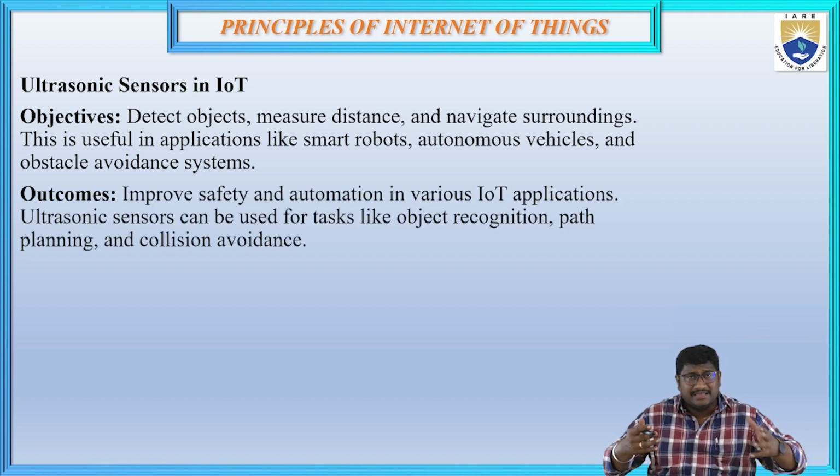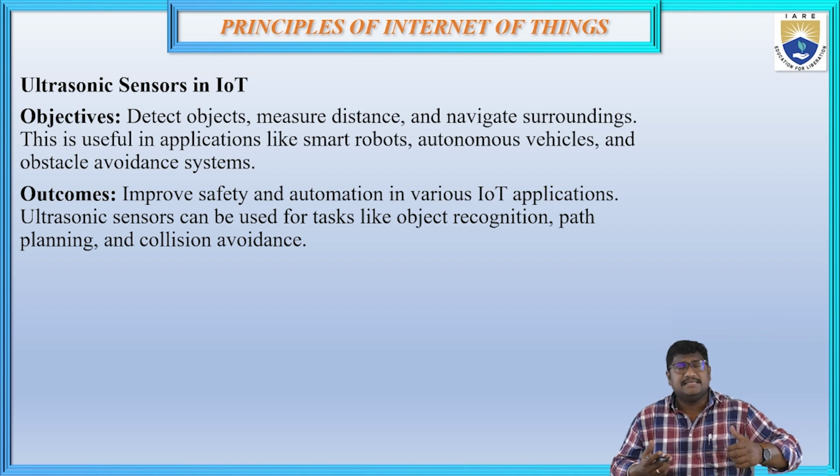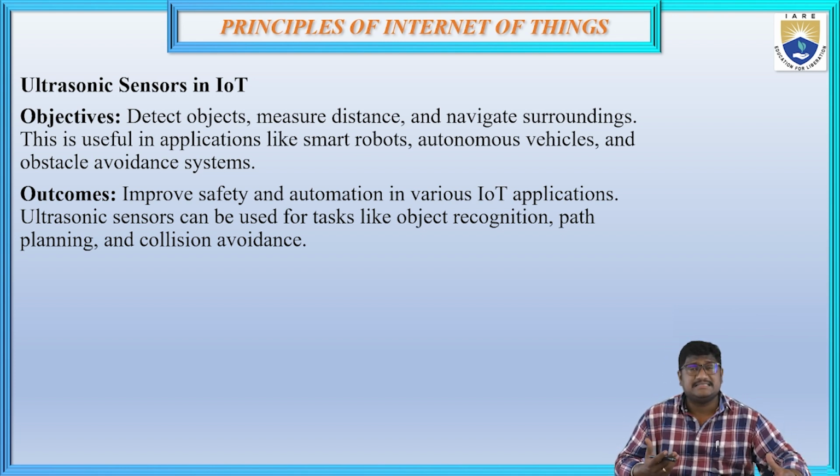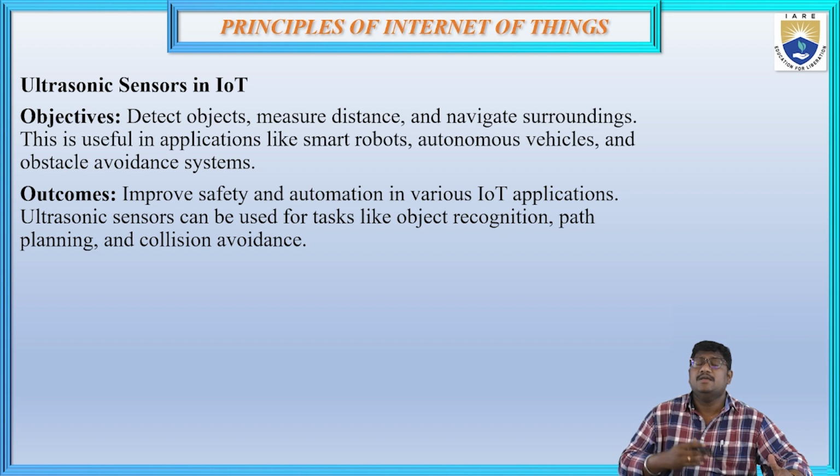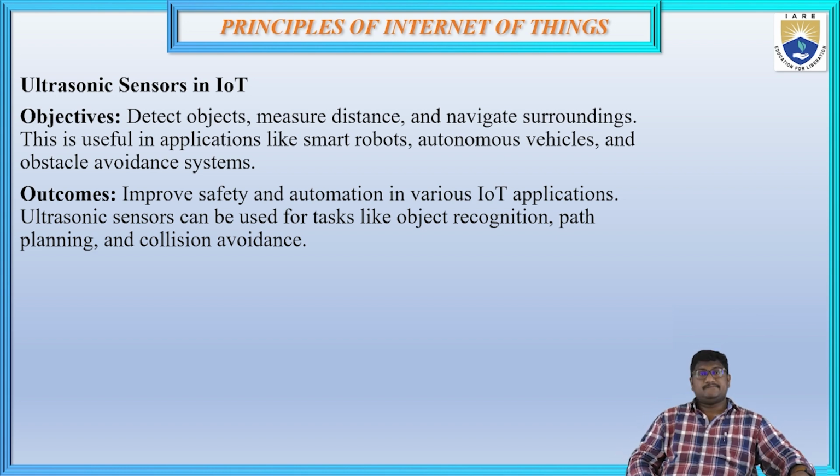And what exactly was the outcome? Here the outcome was to improve the safety standards and also to make the system more automated in various kinds of applications. With the help of these ultrasonic sensors, which are going to be used for performing n number of tasks such as object recognition, path planning, collision avoidance. Like this, we can do n number of things with ultrasonic sensors which are used in IoT.